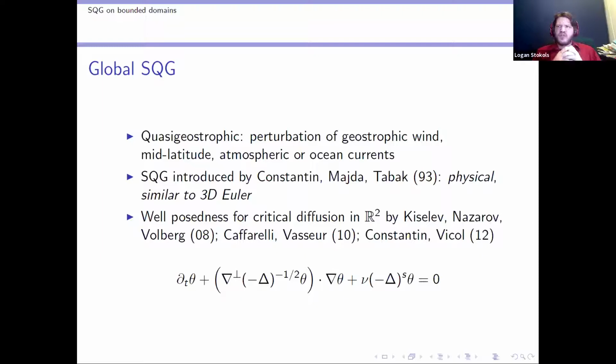It was first introduced to the mathematical community by Constantin back in 1993. In addition to being a physically meaningful thing that was studied by meteorologists even before mathematicians realized it existed, this equation also has an interesting relationship to the Navier-Stokes equation. I have it written at the bottom of the screen here. You have a time derivative, you have a transport, it's an active transport where the velocity is the Riesz transform of your solution theta rotated 90 degrees, and then you have a dissipation term with viscosity nu and degree s.